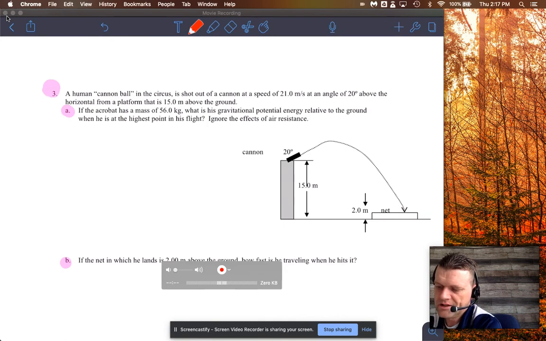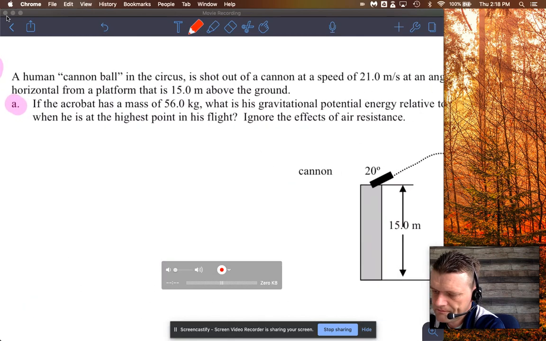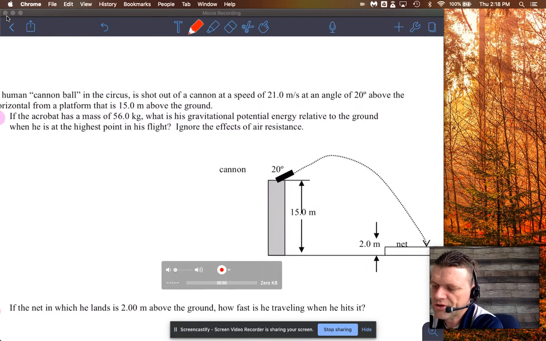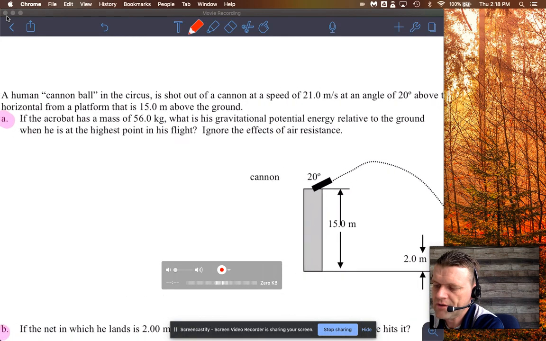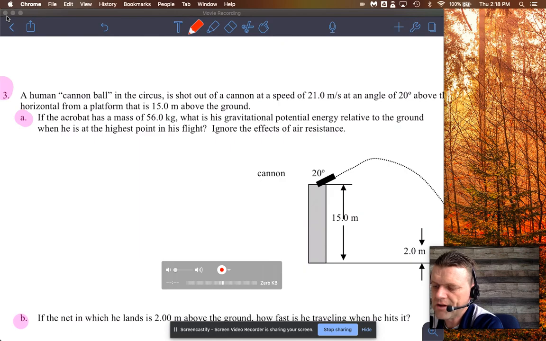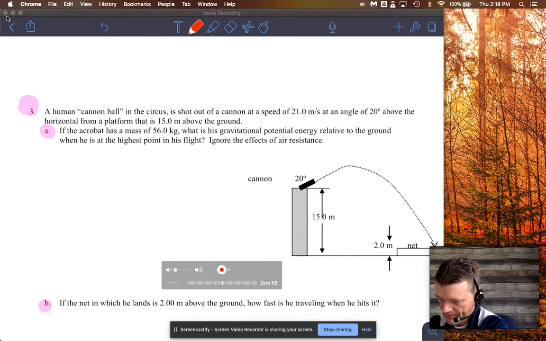We're going to have to analyze that probably. We're 15 meters above the ground. That's great. It does give us the mass of the acrobat, 56. So it says, what is his gravitational potential energy relative to the ground when he is at the highest point in his flight? Now it says, ignore the effects of air resistance. There's your clue to tell you that it is an isolated system.